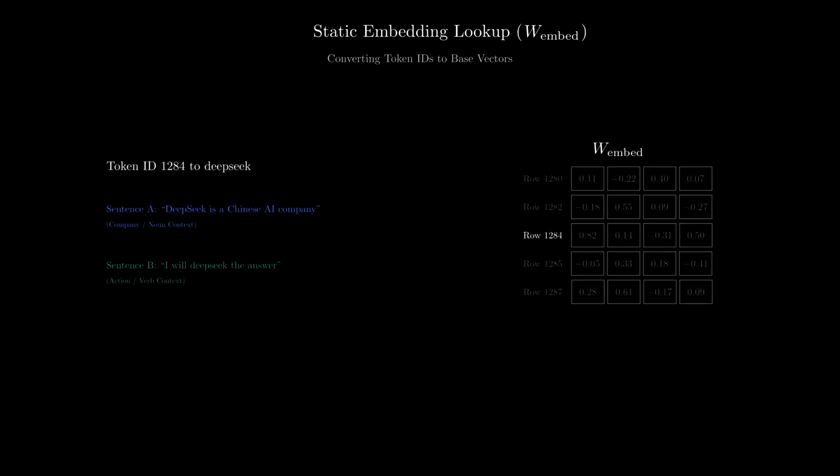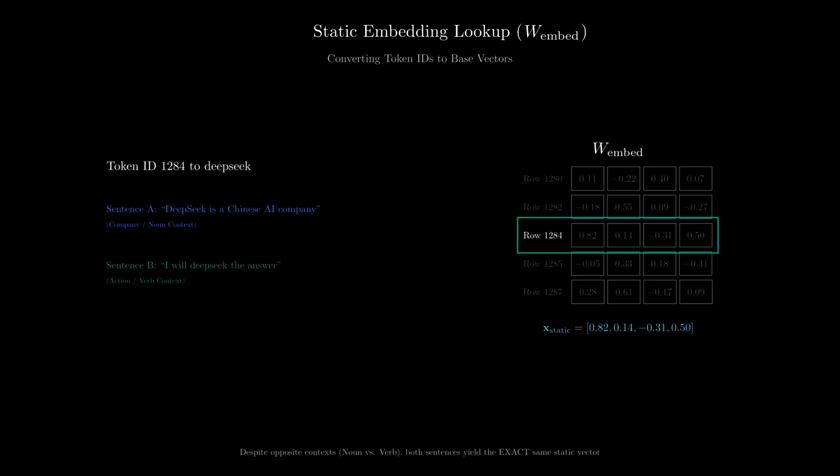So tokenization maps DeepSeek to token ID 1284. This ID queries our embedding matrix, W embedding, pulling out row 1284 as our static vector. Notice the flaw though. Whether DeepSeek is a company noun or an action verb, it gets the exact same vector every time.